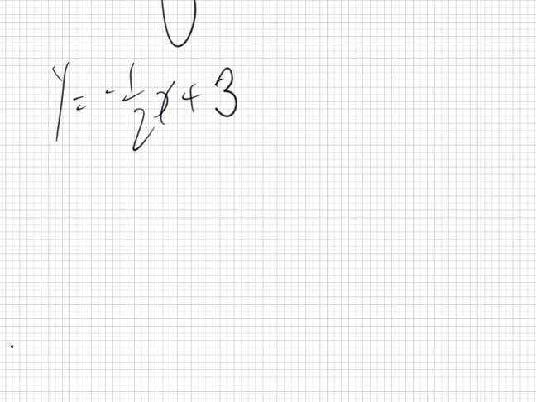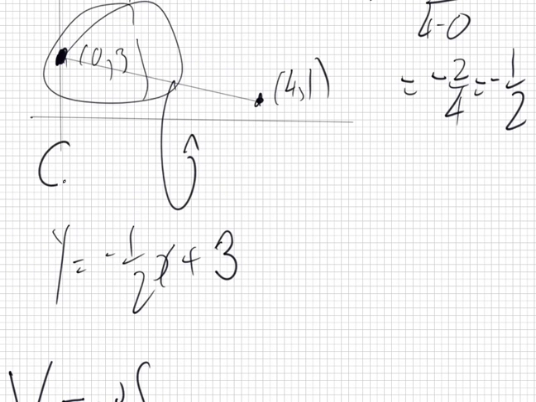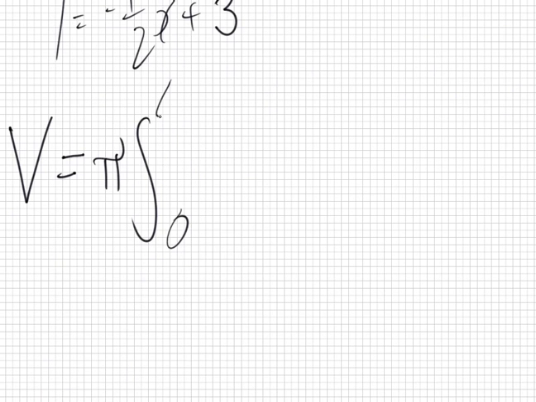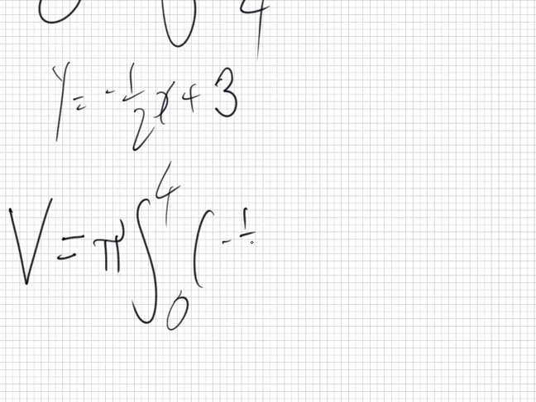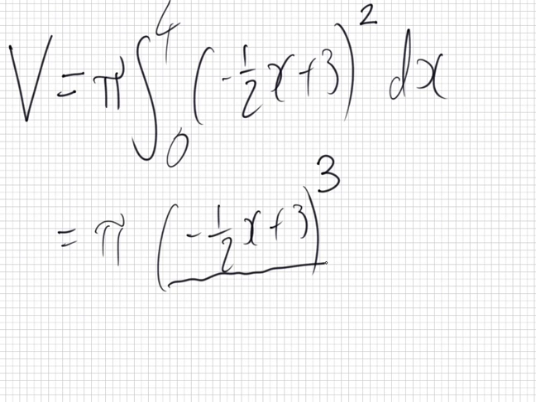Now, we use our formula for the volume. Who remembers that? Volume equals pi integrate. Now, what will be the limits? From where to where? From 0 to 4. Minus a half x plus 3 squared dx. And we can use our trick we learned today. So this will be minus a half x plus 3 cubed over minus 3 over 2.